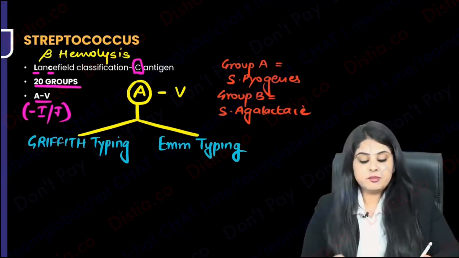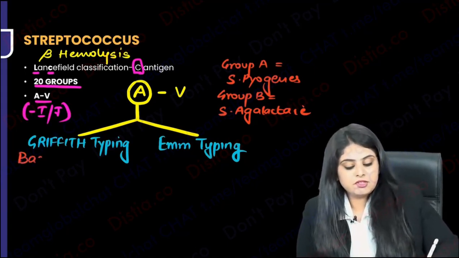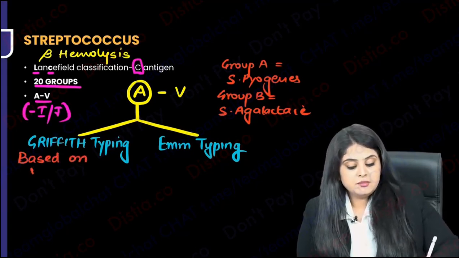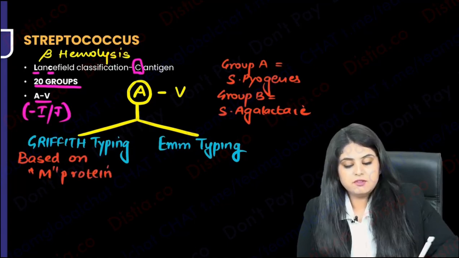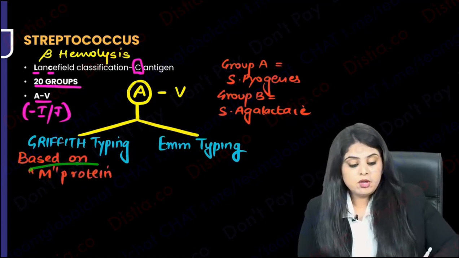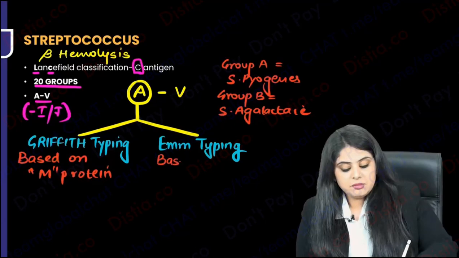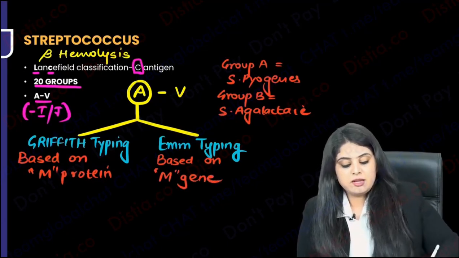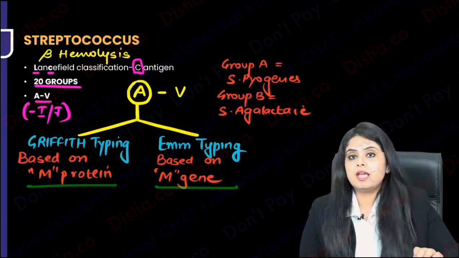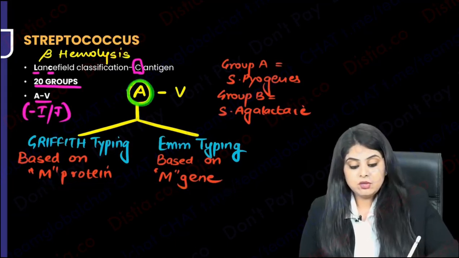Where are all these alphabets coming from? So what is Griffith? Griffith type is based on the M protein. There is a protein known as M protein on which the Griffith typing is based. I hope you all know every protein comes from a gene, right? So EMM typing is based on the M gene, as simple as that. So Griffith is based on M protein and EMM is based on M gene. And this is applicable only to group A.